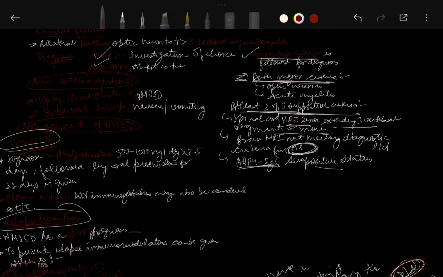Now what are Wingerchuk's criteria? Optic neuritis and acute myelitis, at least 2 of 3 supportive criteria must be there: spinal cord MRI lesion extending three vertebral segments or more, brain MRI not meeting diagnostic criteria for MS, and AQP4 IgG seropositive status. This is a type of differential diagnosis.